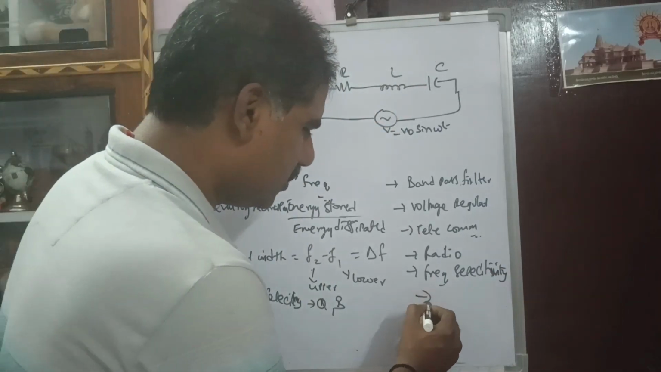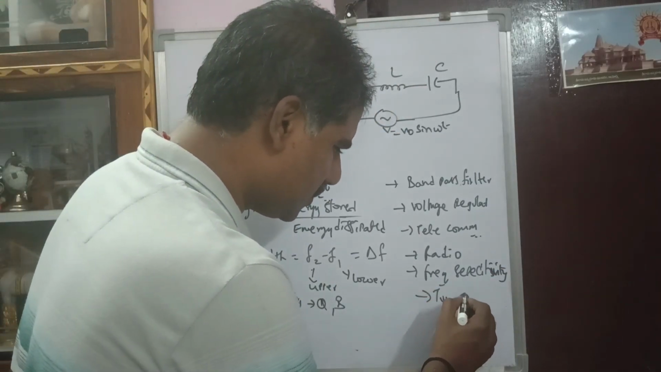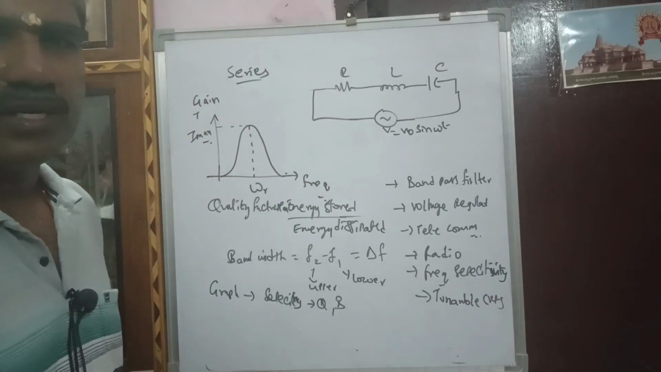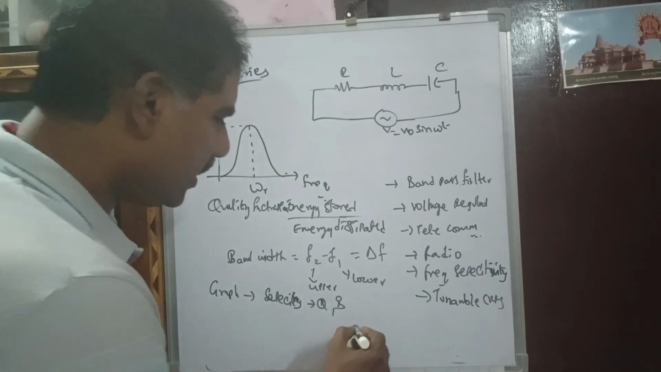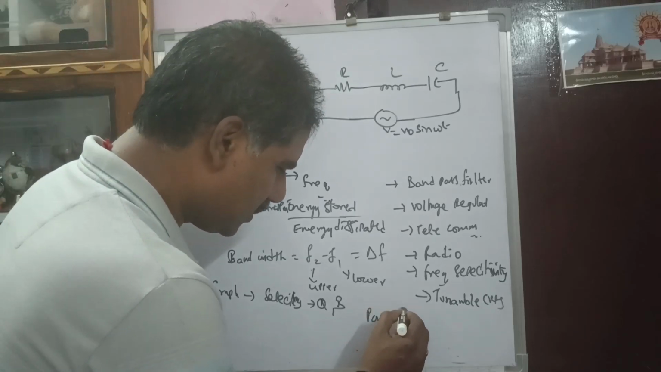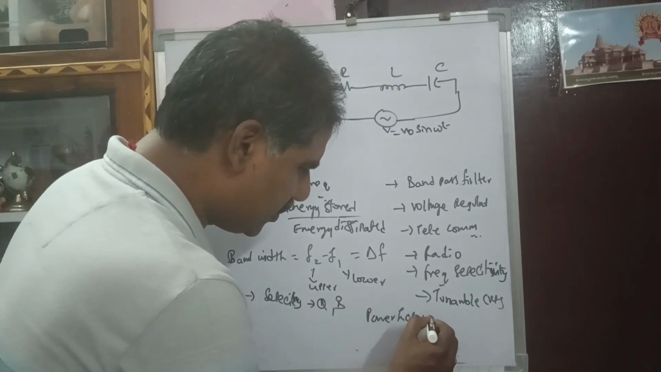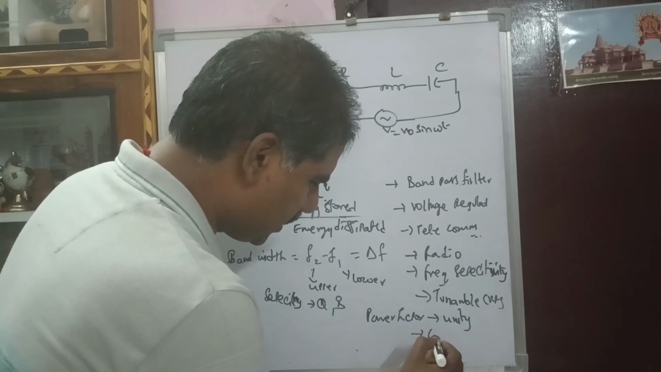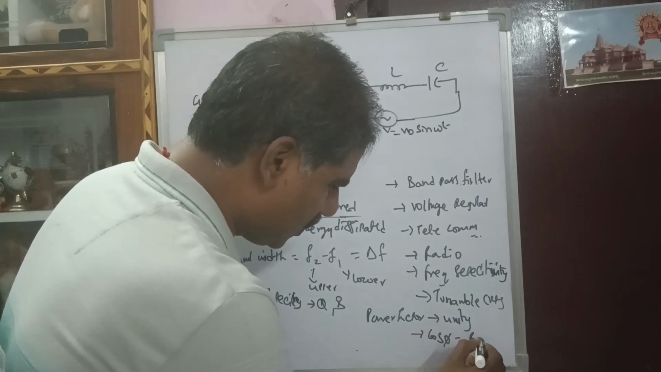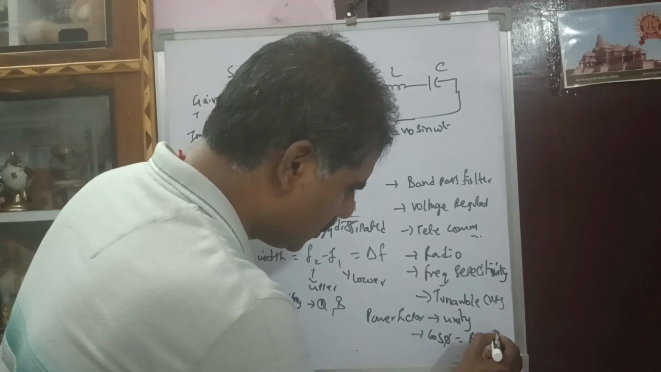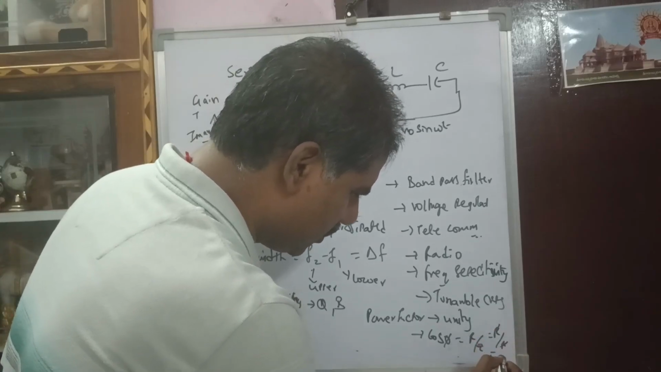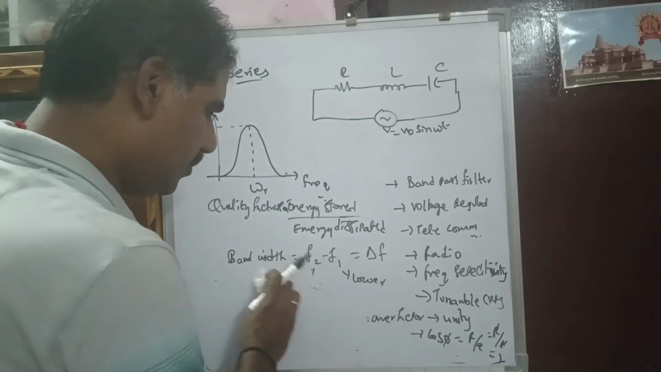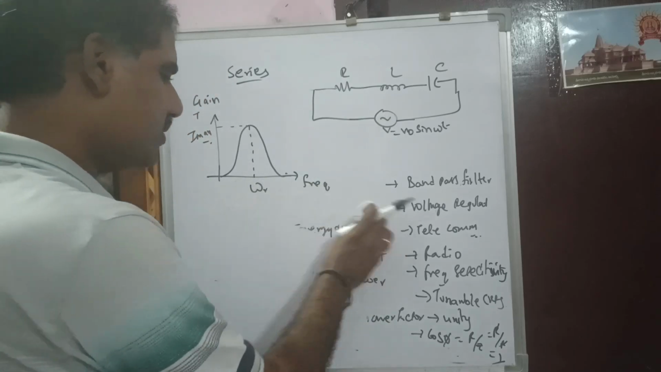Okay, in tunable circuits also. This is about a series resonant circuit. At that time the power factor can be represented as unity, nothing but cos phi, that is equal to R by Z, that is equal to R by R, that is equal to 1. Okay, this is about the series resonance circuit.